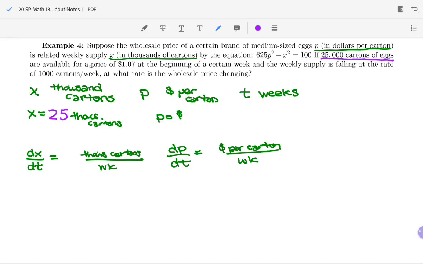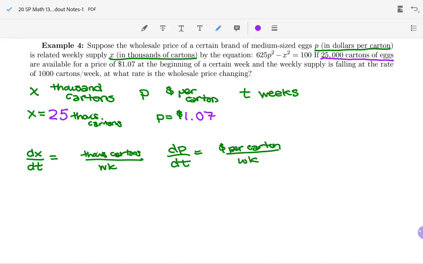That's our supply. It's available for a price of $1.07. So we just want the price, not how fast the price is changing. It just says the current price is $1.07. So P is the only one in just dollars. dp dt is dollars per week. And that's not how much it's changing by, that's the current price.